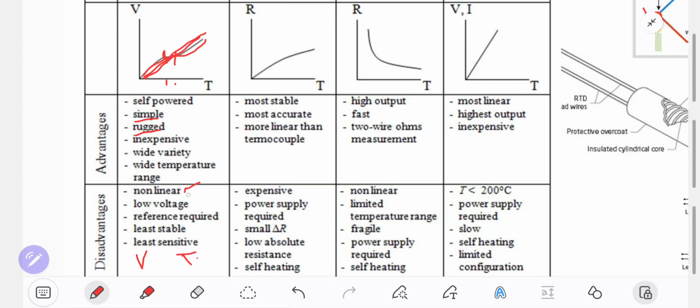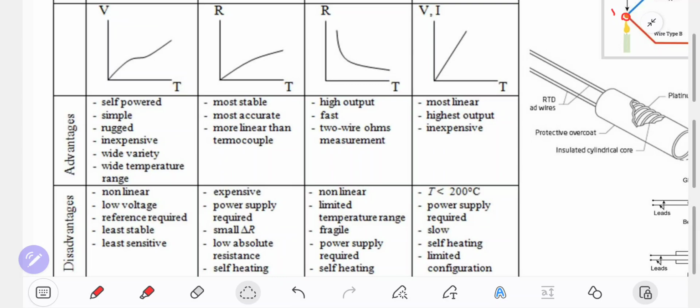Low voltage, yes, because there is no power supply from outside inserted into this thermocouple. Reference required, yes, because there is no converter which can be seen on this thermocouple, so you have to convert from voltage into temperature. And then least stable, and then least sensitive. I think that is enough for the explanation of this thermocouple.